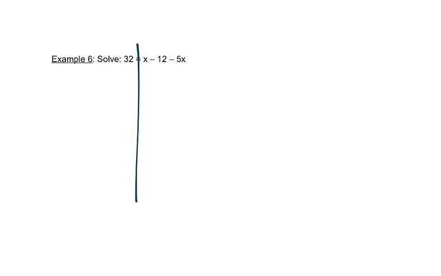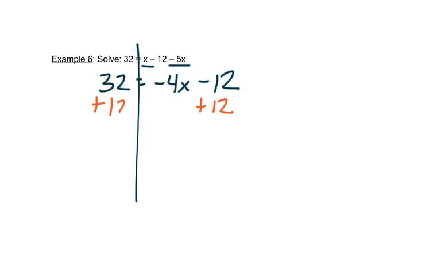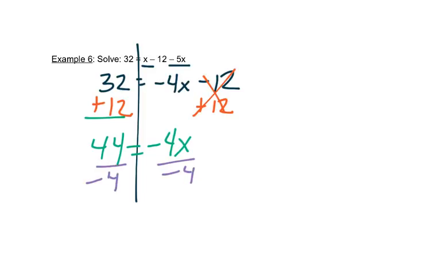Here again, we have like terms on the right, so let me just write the 32 first. x minus 5x is a negative 4x minus 12. So then we can add 12 to both sides. We get negative 4x on the right and 44 on the left. So then I'll divide both sides by negative 4. And I get x is equal to negative 11.